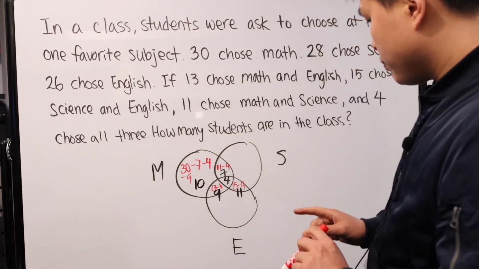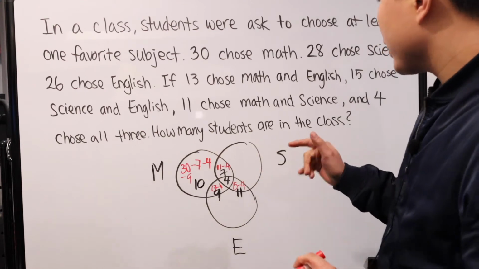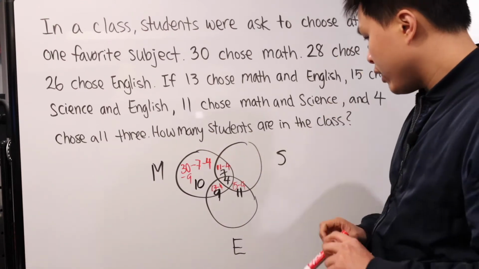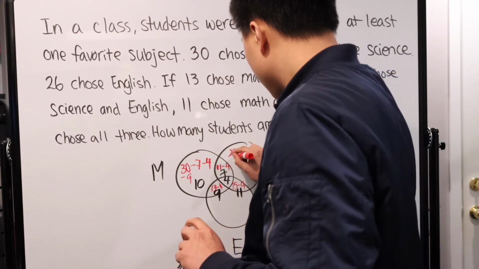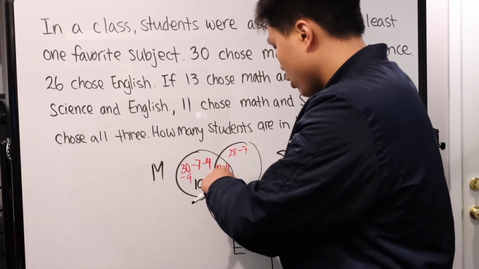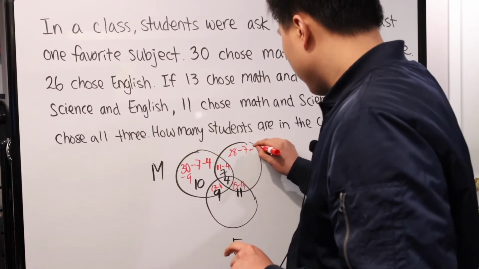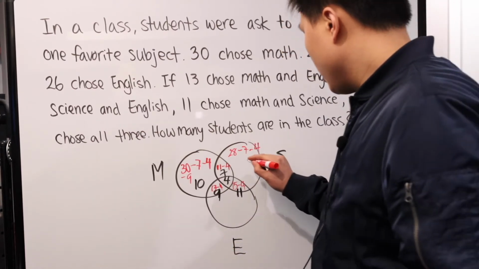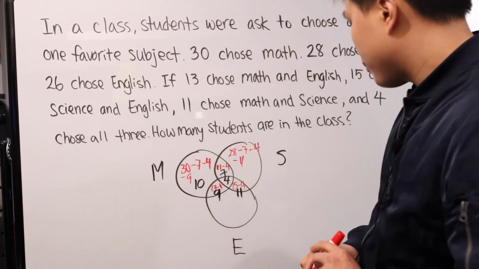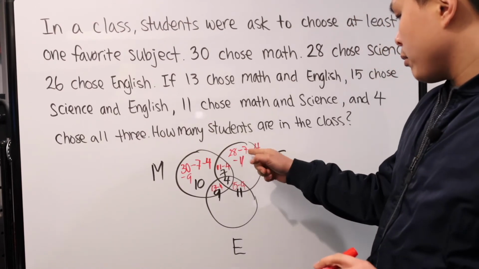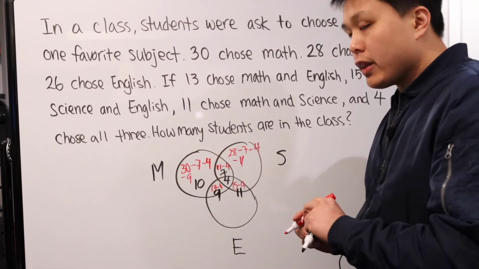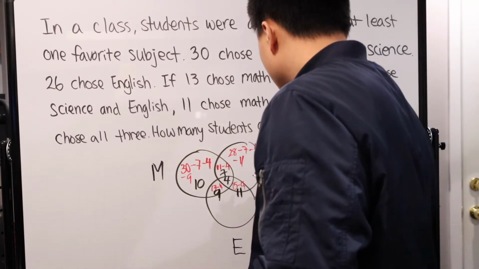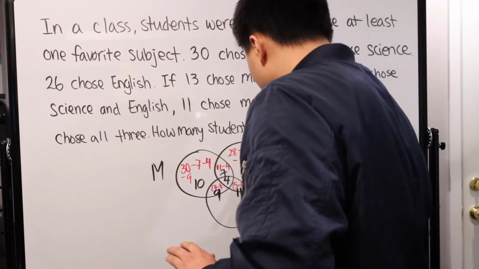All right, now the next one right here, we're looking at only science. There's 28 of them. Well, we have to get rid of all the overlap. So technically it's going to be 28 minus 7, which is the overlap of math and science, minus 4, which is the overlap of all 3, minus 11, which is the overlap of science and English. So 28 minus 7, that's what? 21, minus 4 is 17, minus 11 is 6. So in this case, 6 right here.